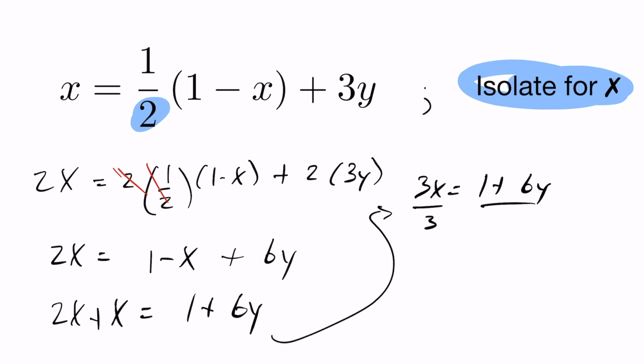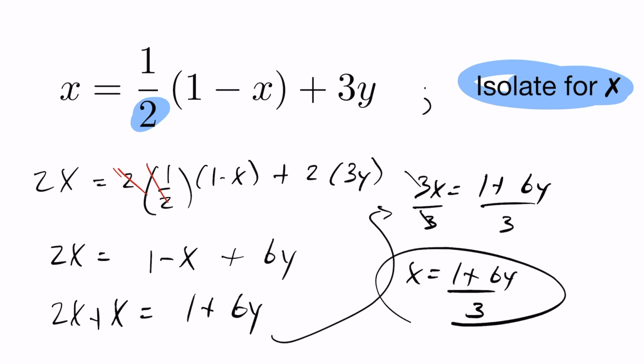Divide across by 3. Boom, boom. And we get cancellation there on the left-hand side. 3 over 3 is 1. You just get x by itself, and I get x is equal to 1 plus 6y over 3.